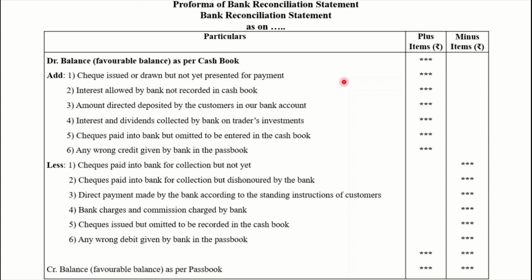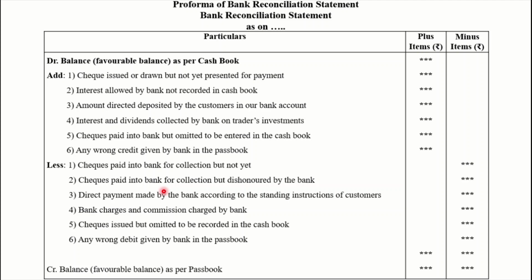Then the effect of the cause of difference should be studied on the balance shown by the other book. In case the cause has resulted in an increase in the balance shown by the other book, the amount of such increase should be added to the balance as per the former book which has been taken as a base. And if the cause has resulted in a decrease in the balance shown by the other book, the amount of such decrease should be subtracted from the balance as per the former book which has been taken as the base.